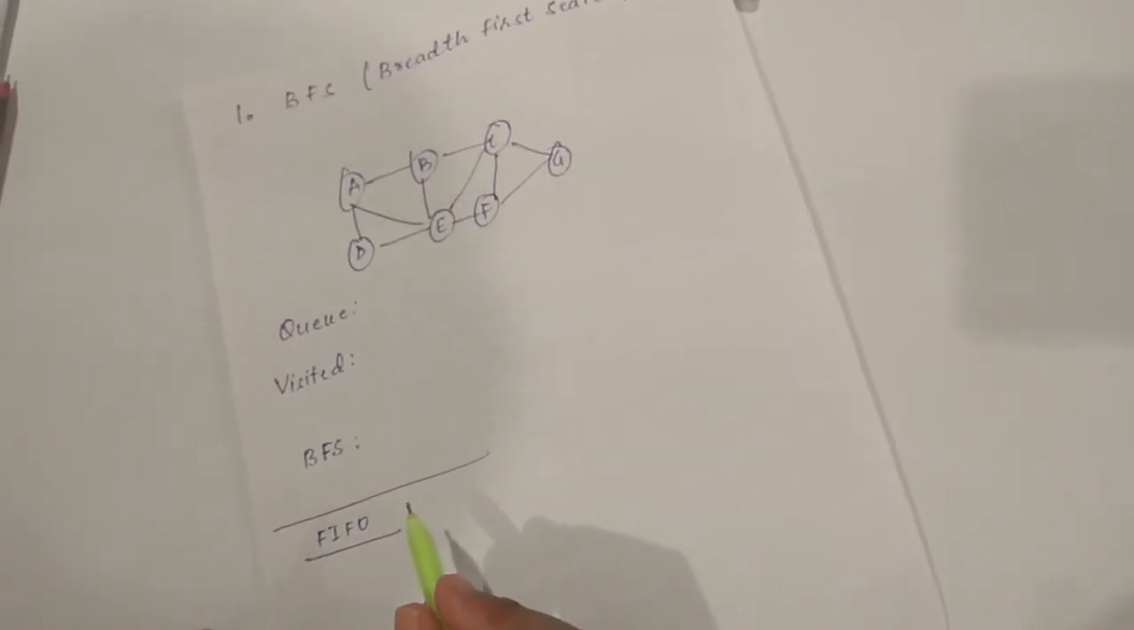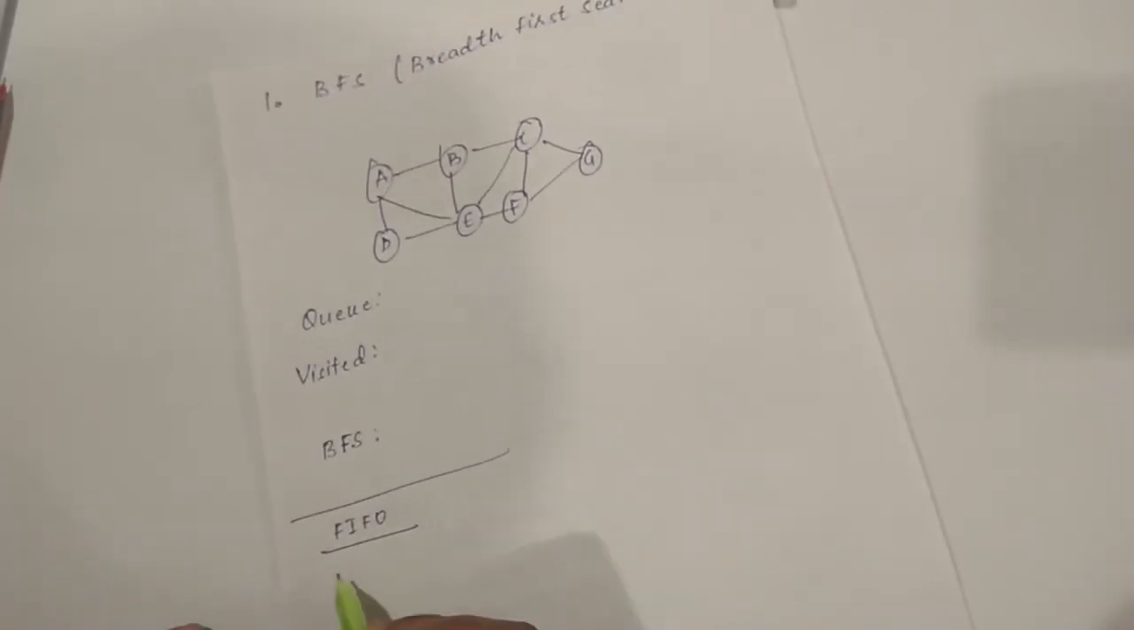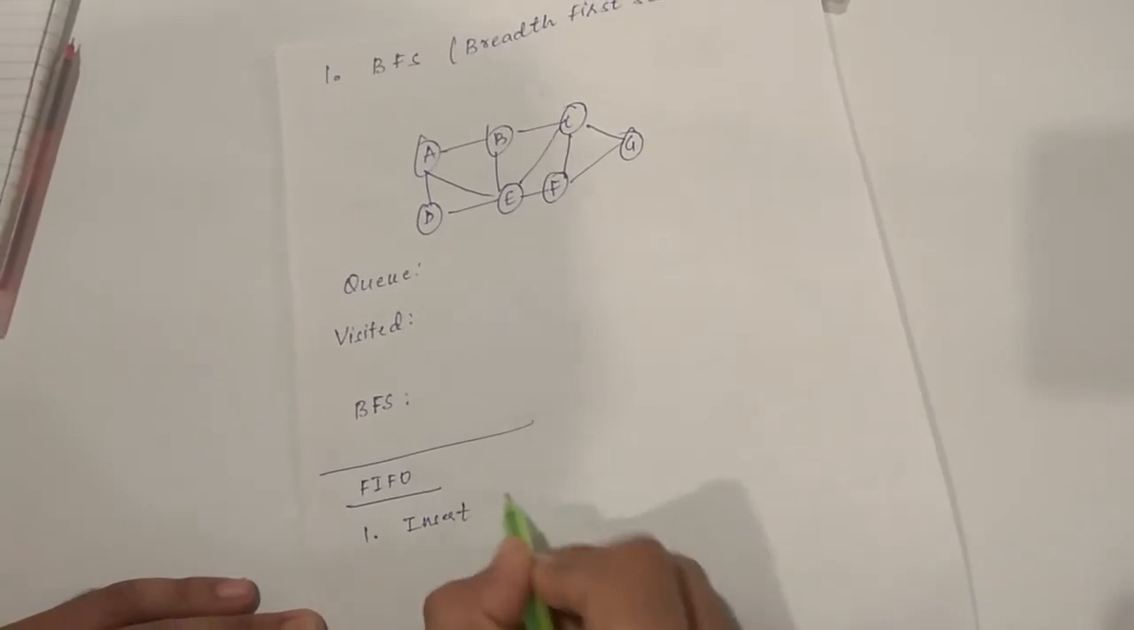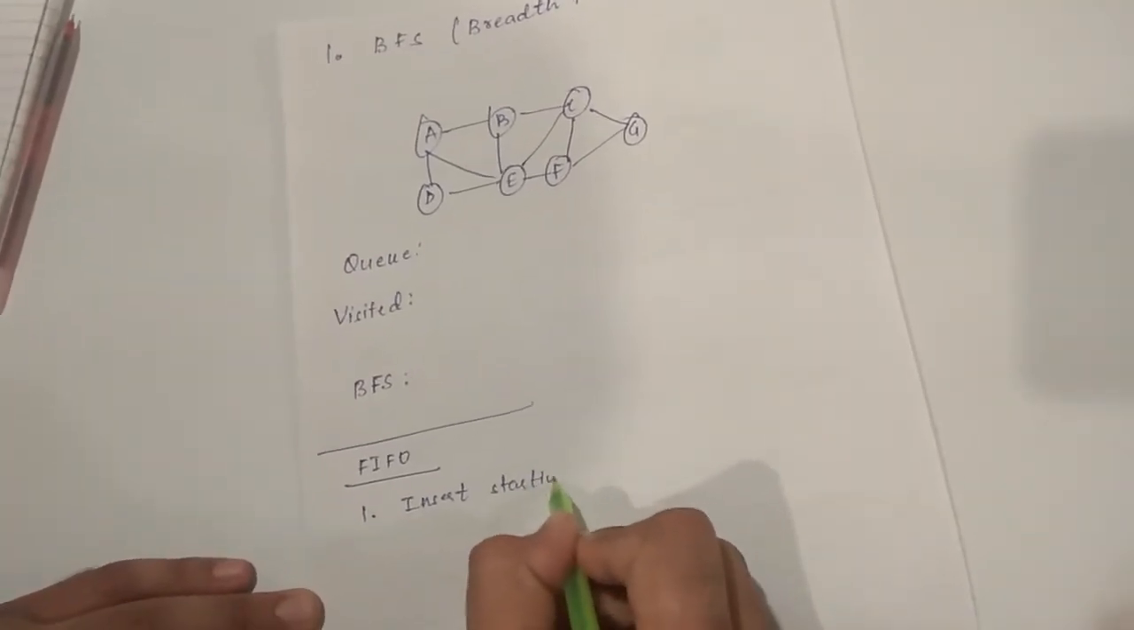Now first of all, let me write the algorithm of BFS traversal. I am just writing the important steps. The first thing is insert the starting vertex.